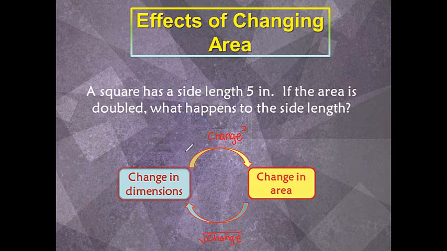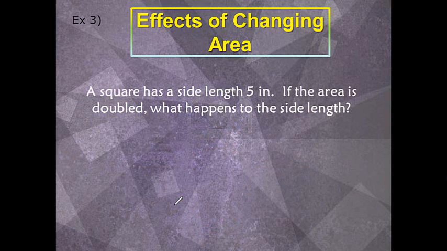So we square the change to find the new area. And we take the square root of the change to find the new dimensions. We're going the other way. So let's look at that in practice. Okay, we have a square with a side length of 5. So let's look at that area. We know that the area of a square is side squared. So if our side length is 5, we end up with an area of 25 square inches.